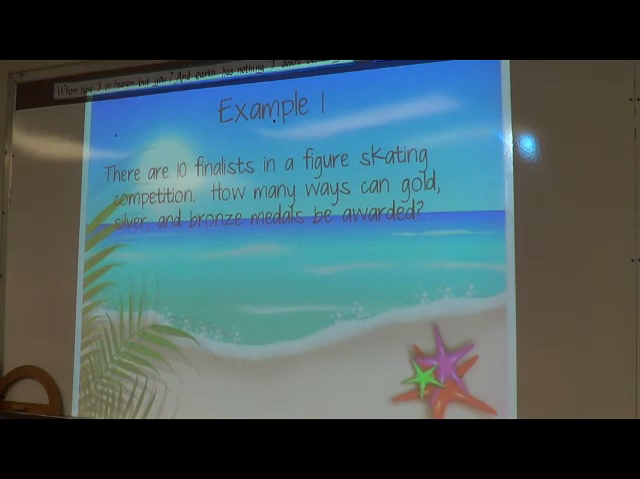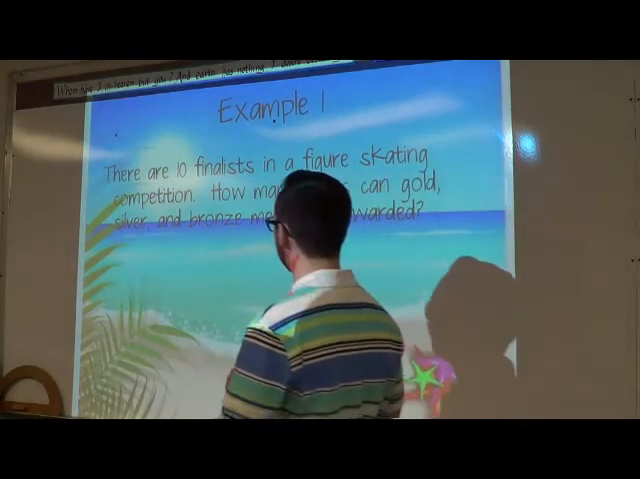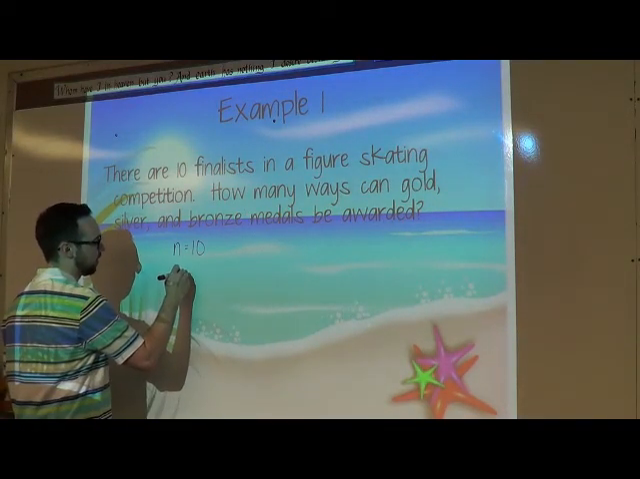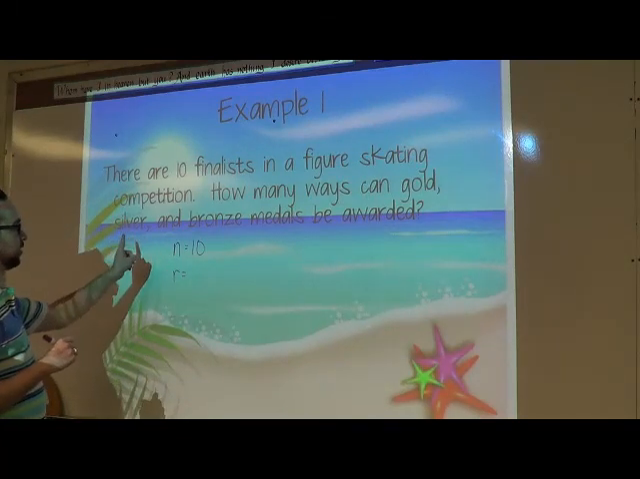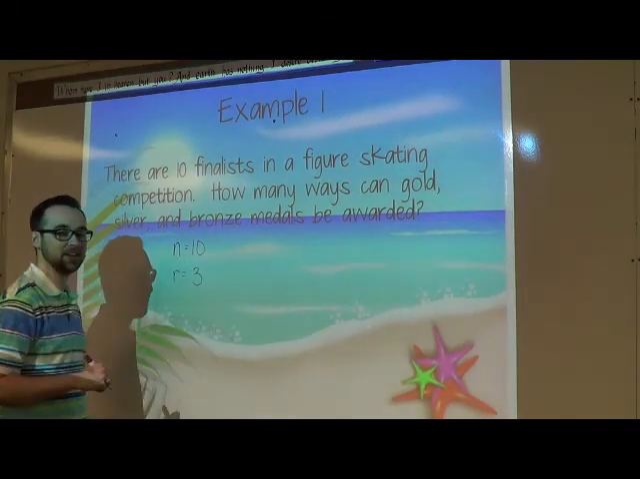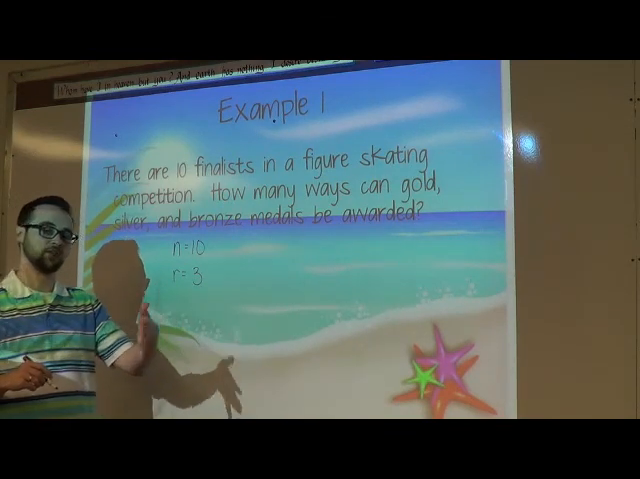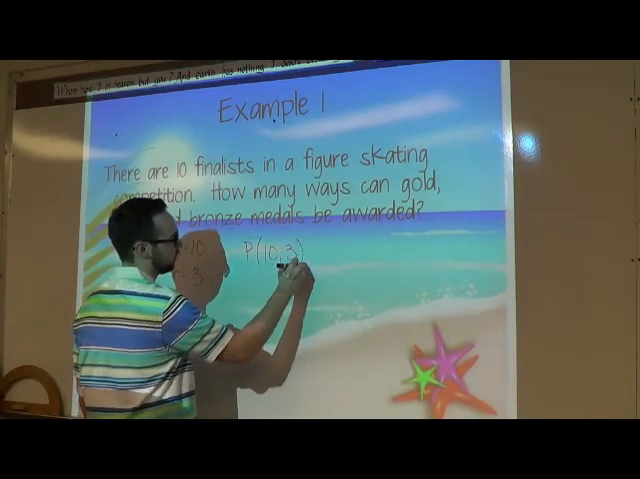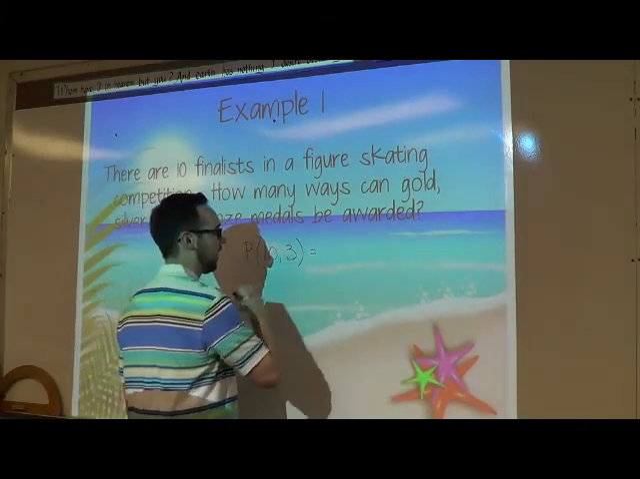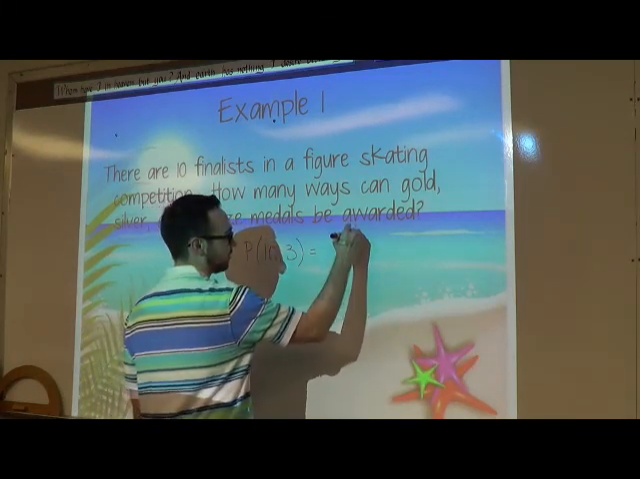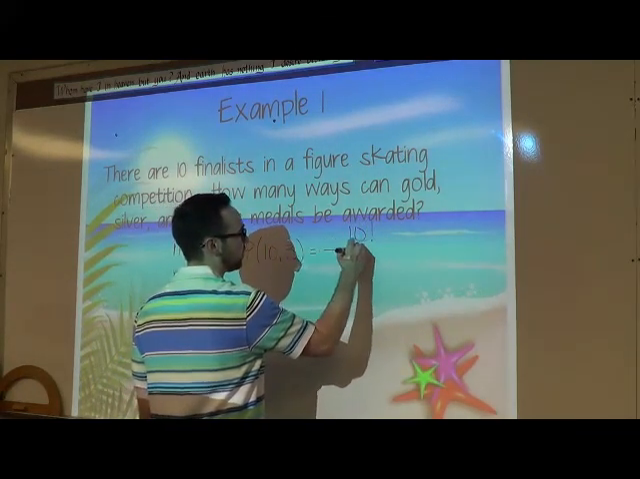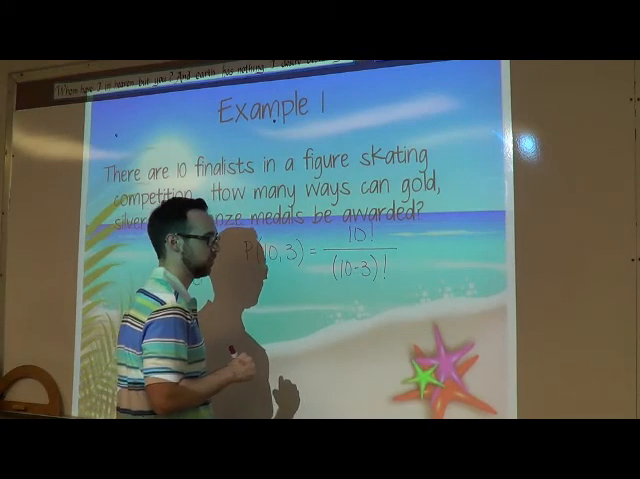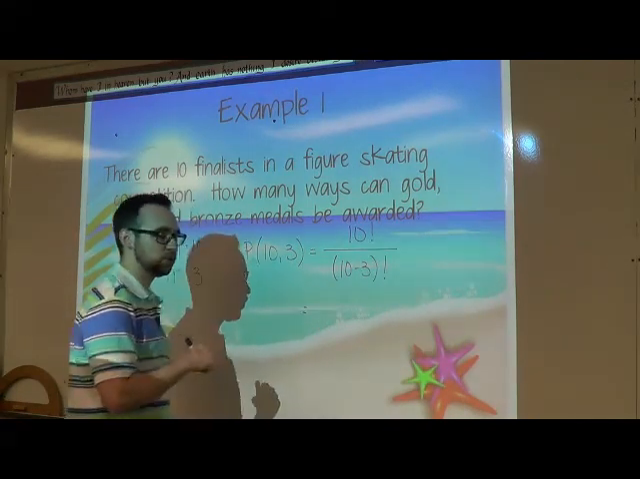So what you're looking at doing is we have 10 people, so our n would be 10, and you're taking how many of them at a time? We want gold, silver, and bronze, so we're taking 3 of them at a time. We're figuring out how many different arrangements there are of 3. So we have a permutation of 10 choose 3, and that equals n, which is 10 factorial, divided by 10 minus 3 factorial.